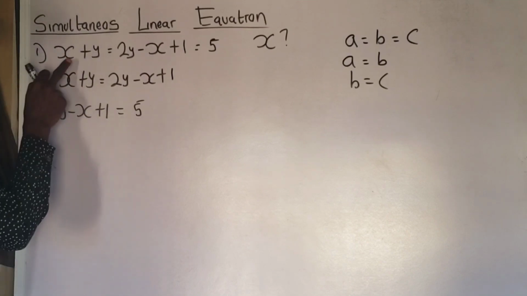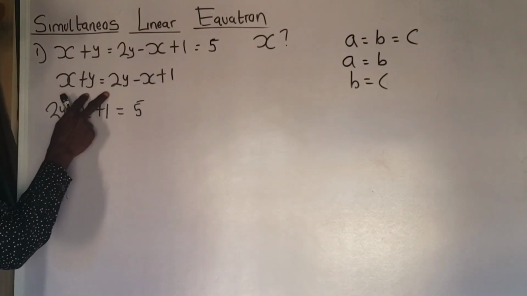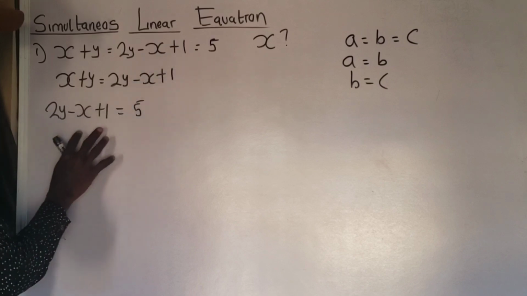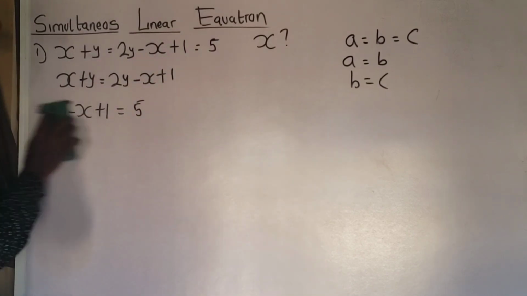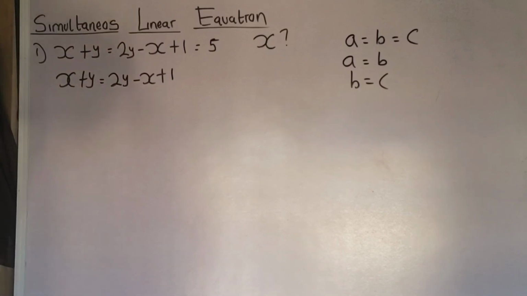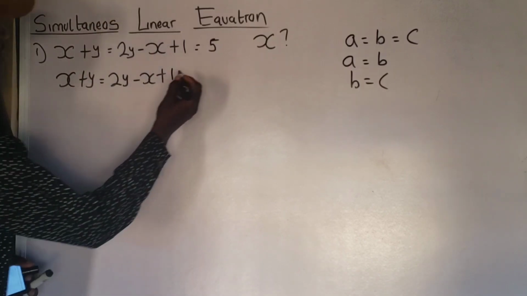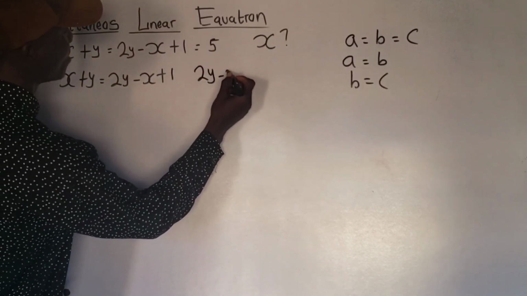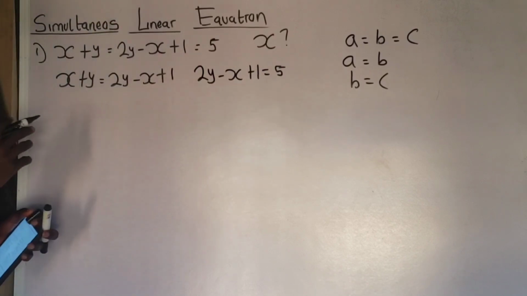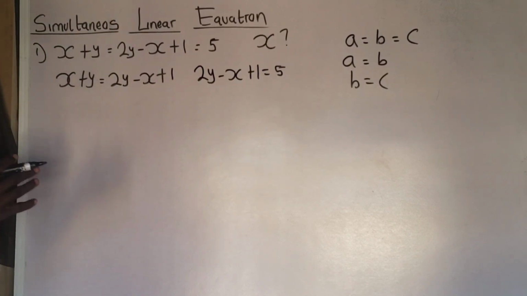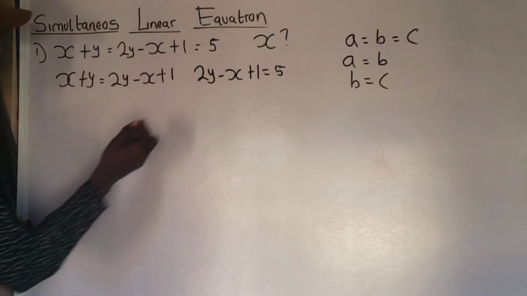I first set this equal to this. That's how I got this. Then I set this equal to 5. That's how I got this. For the sake of clarity, let me write 2y minus x plus 1 equals 5 here. What I did here is that I rearranged the equation. So there is no problem.